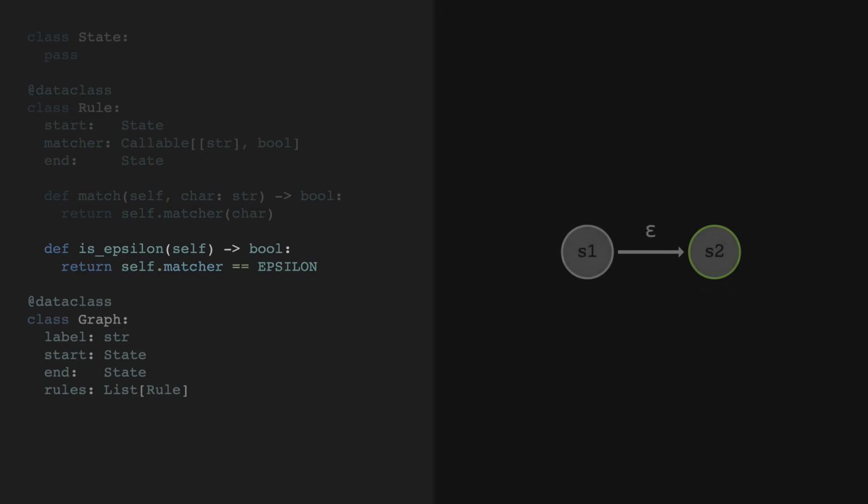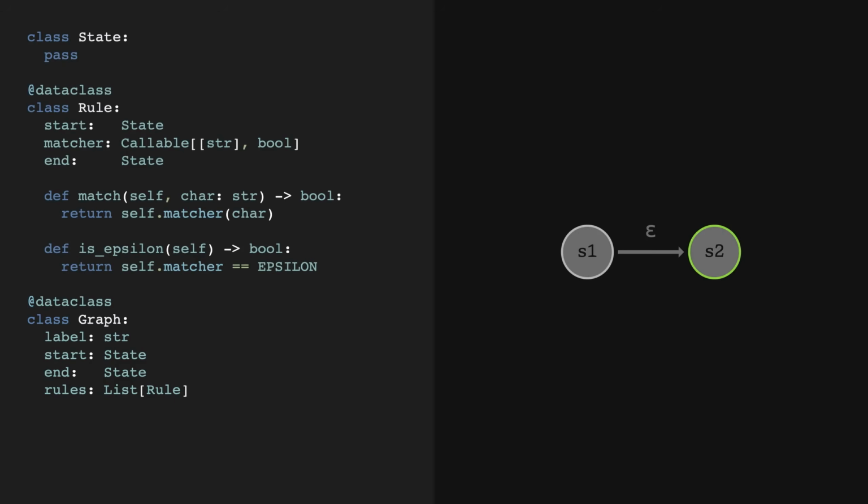Then we have our graph class, which has its own start and end. These represent the initial state highlighted here in white and our goal or matching state highlighted in green, sometimes also known as the final or accepting state. It then has a list of rules which are instances of the class we saw before. We also give it a label just for our own convenience if we want to print it out or whatever.